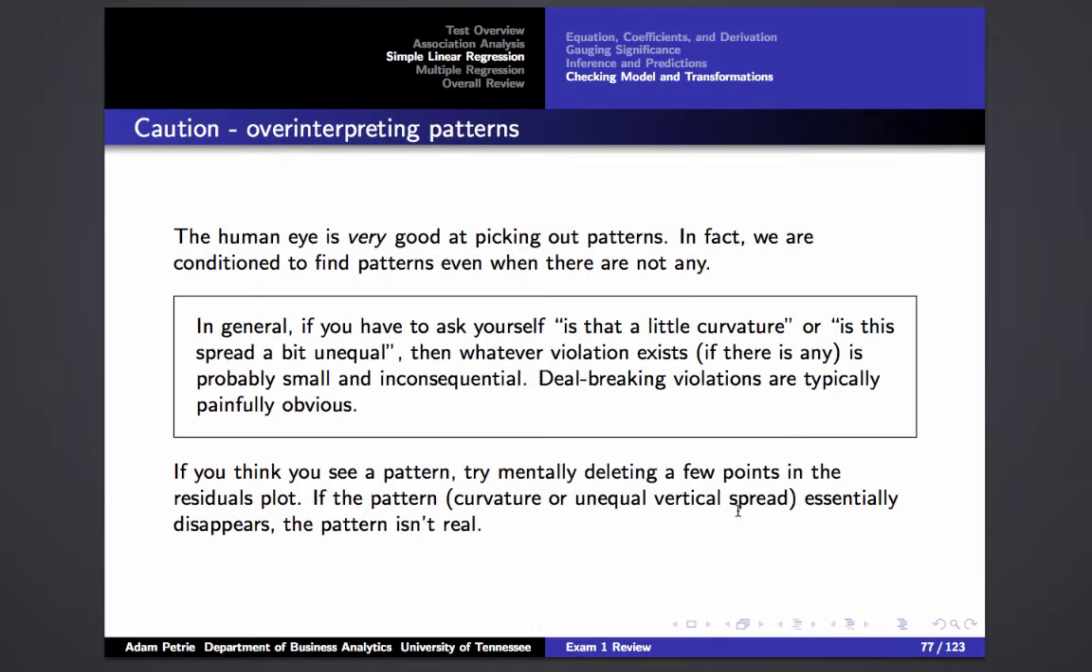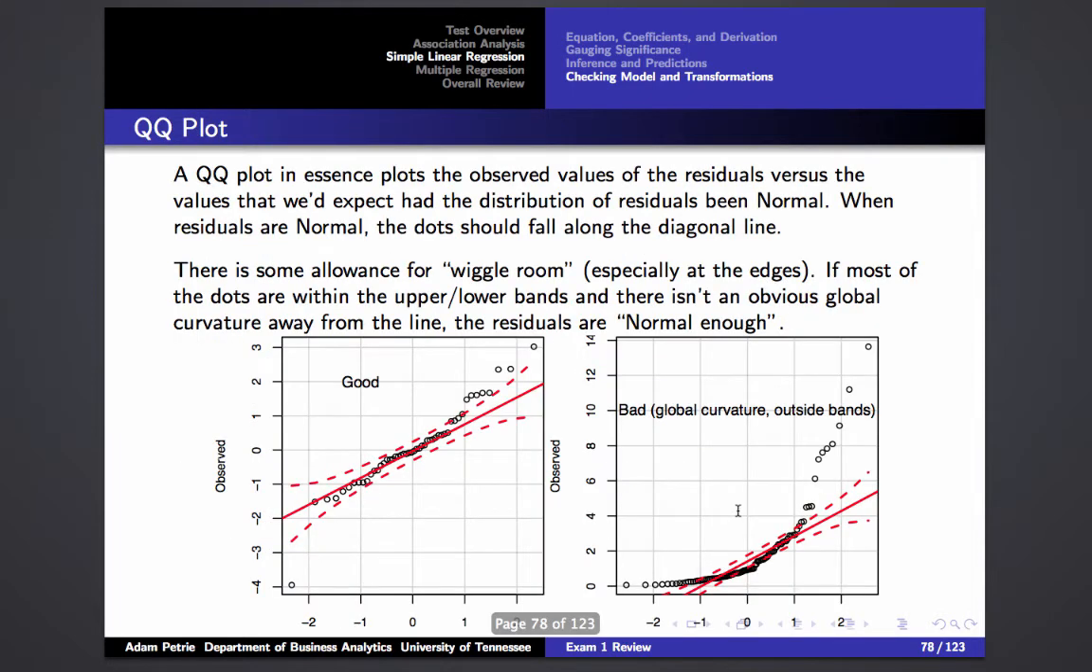So be careful not to overinterpret the patterns. We talked a little bit about that. A little bit more about QQ plots, gauging normality. It's sort of hard from the histogram of the residuals. A good QQ plot would look something like this, where most of the points are inside the upper and lower dotted bands, maybe a little bit outside the bands at the left or the right here. That's fine. But something that would be bad would be having a lot of points outside the upper and lower dotted bands and a consistent monotonic curvature in the stream of points in the QQ plot.